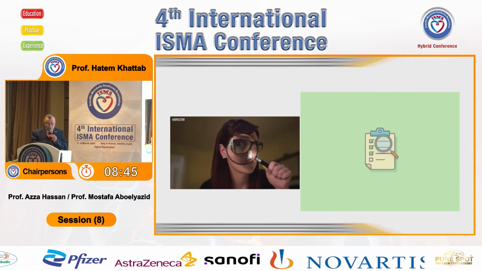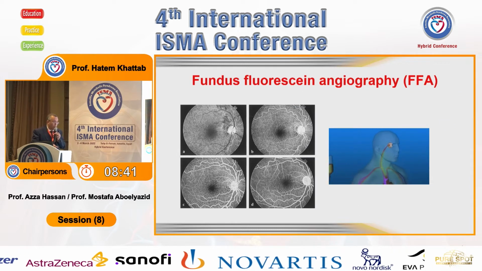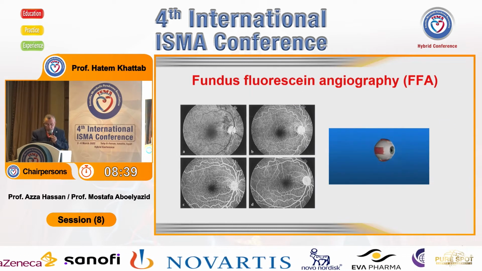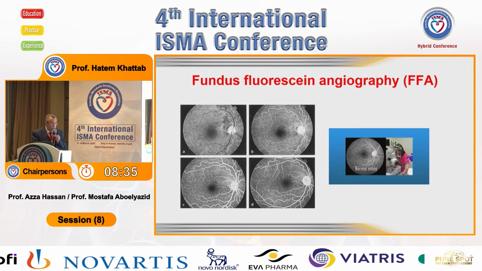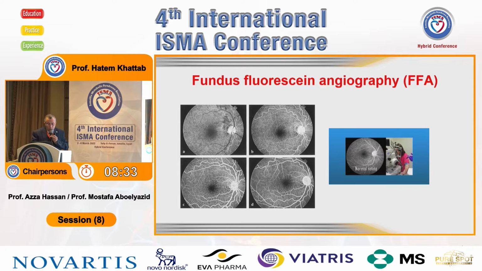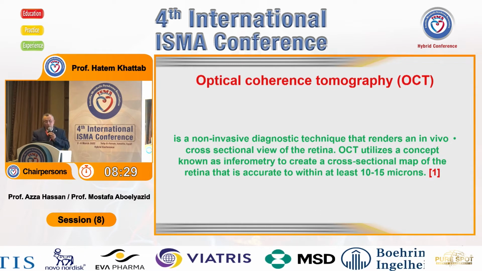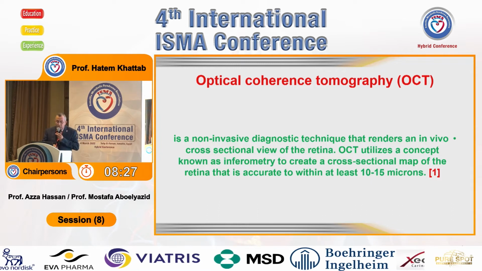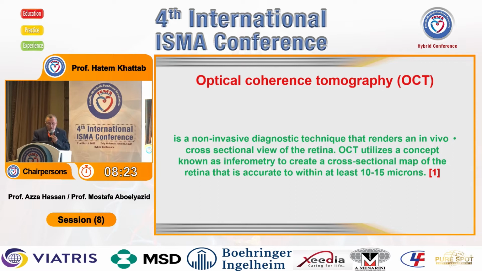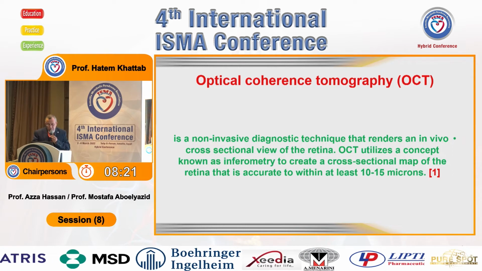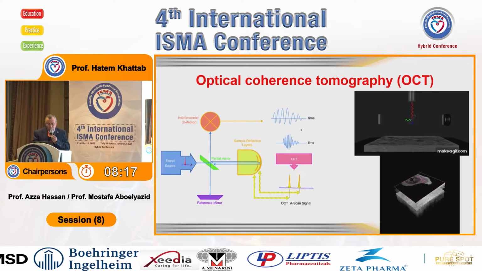The main investigations we do in ophthalmology is fundus fluorescein angiography. It's an old technique, but still very beneficial to study the retinal as well as the choroidal circulation. Optical coherence tomography is a non-invasive diagnostic technique that renders an in vivo cross-sectional view of the retina. It is very sensitive to within at least 10 to 15 microns.